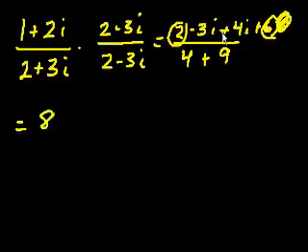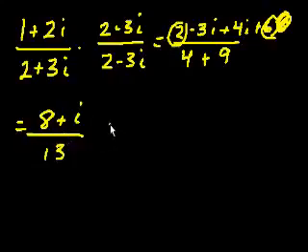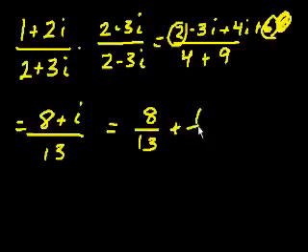And what are our imaginary parts? Minus 3i plus 4i. So that's just plus 1i, right? Minus 3 plus 4 is positive 1. So it's just plus 1i over 13. Or if we wanted to write it in the traditional complex form, it's 8 over 13 plus 1 over 13 i.